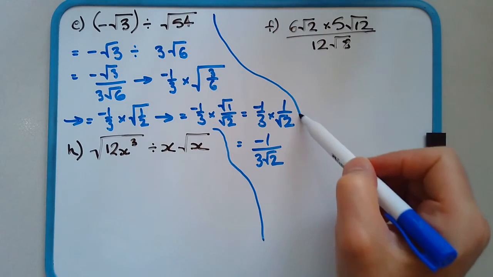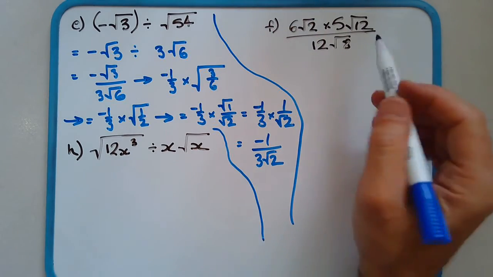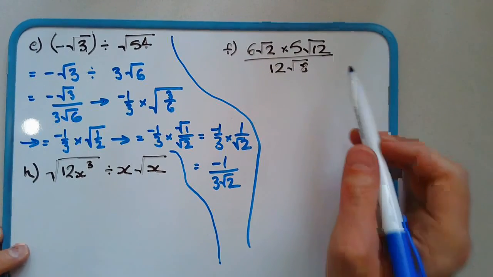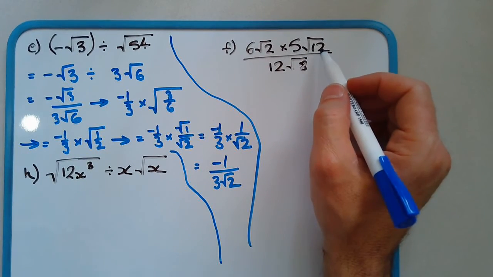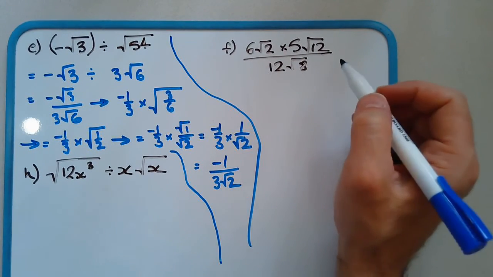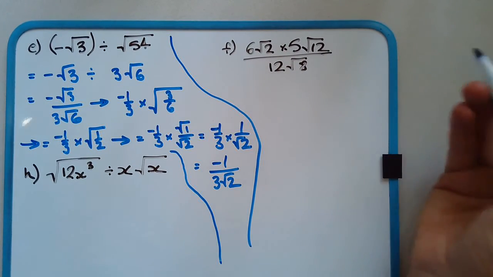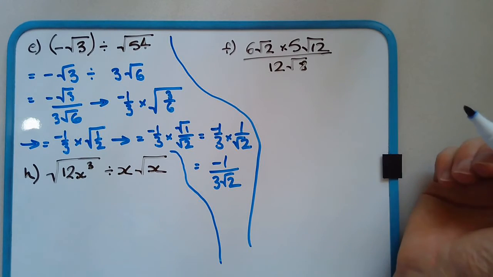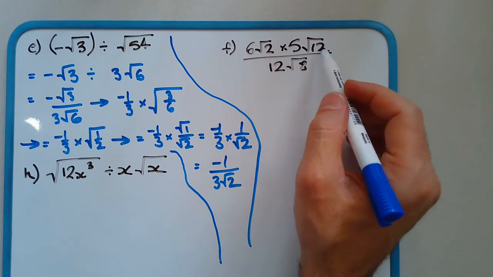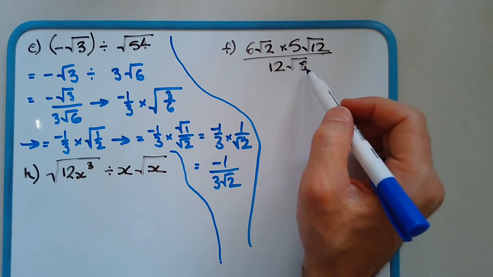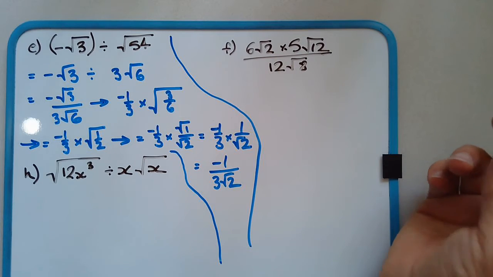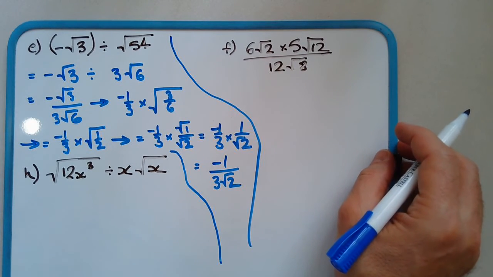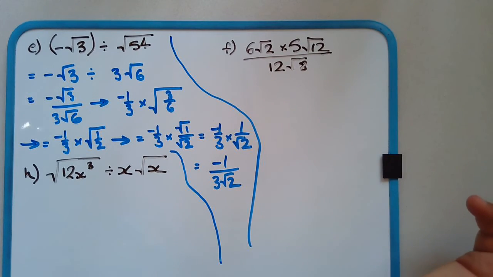Okay. Right. So look at part F. So 6 root 2, okay, times 5 root 12 over 12 root 8. Now, again, you could simplify the surds first if you like, or just multiply the surds together and then divide it by the surd at the bottom. It really doesn't matter. It's whatever comes more naturally to do that. However, you don't want to go about things the long way unnecessarily as well. Okay, so that takes up too much time.